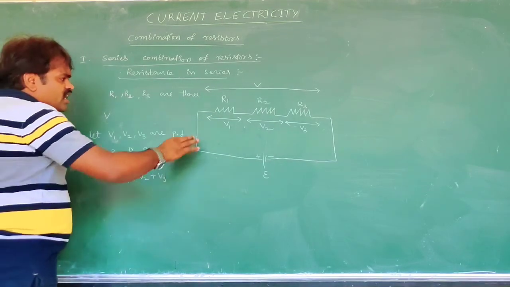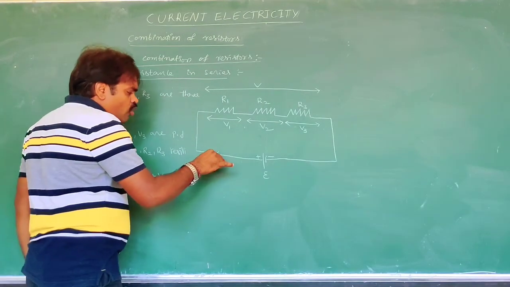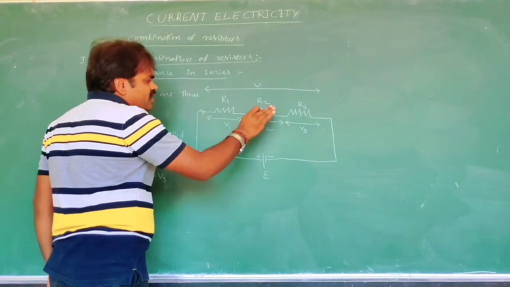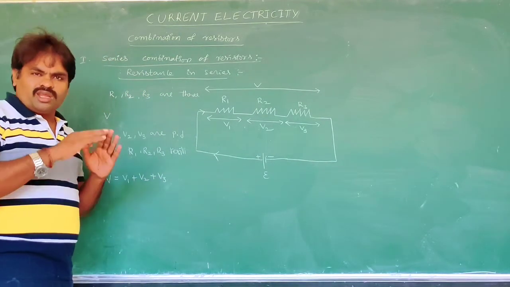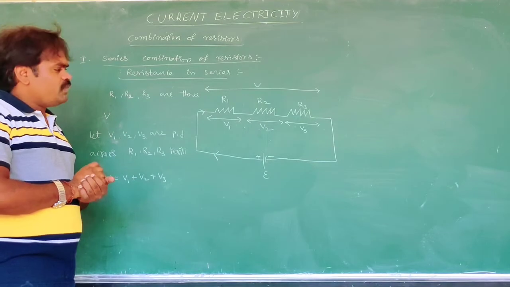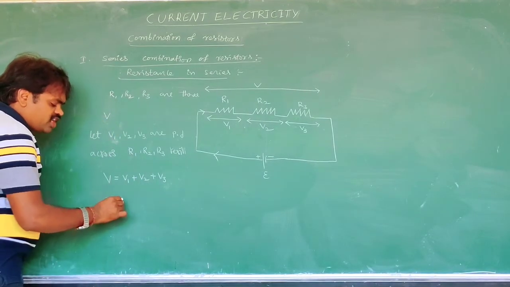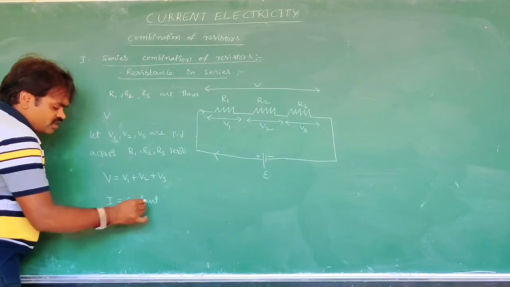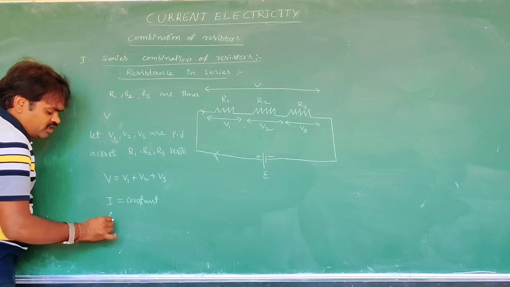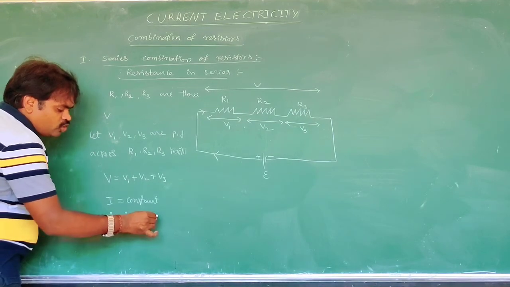Here in the series combination, the current flows in only a single path. The meaning is that the current cannot be divided. That means the current flowing through all the resistors will be the same. That means I1 is equal to I2 is equal to I3, that is equal to I.